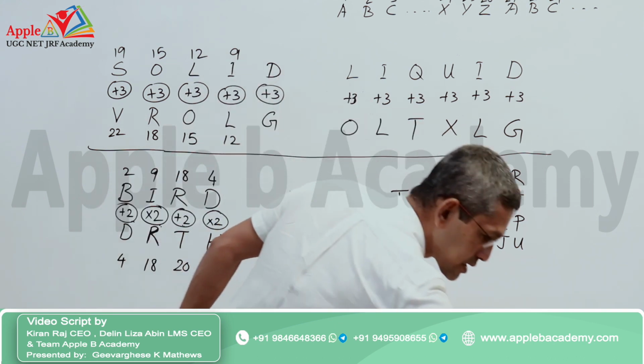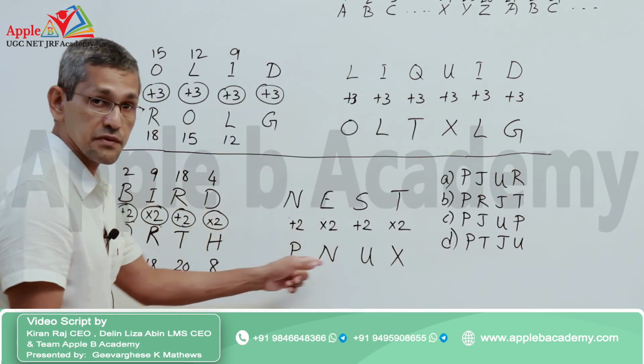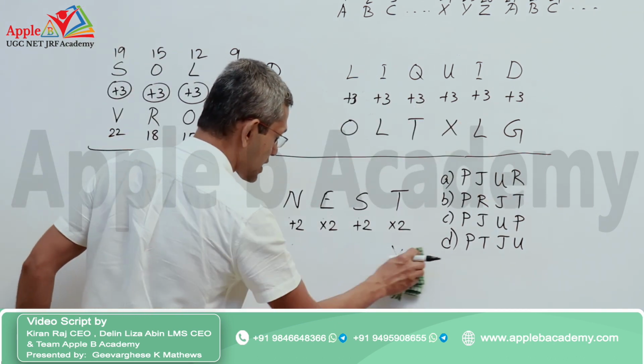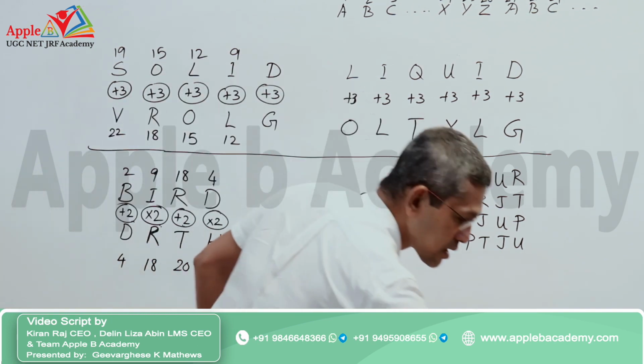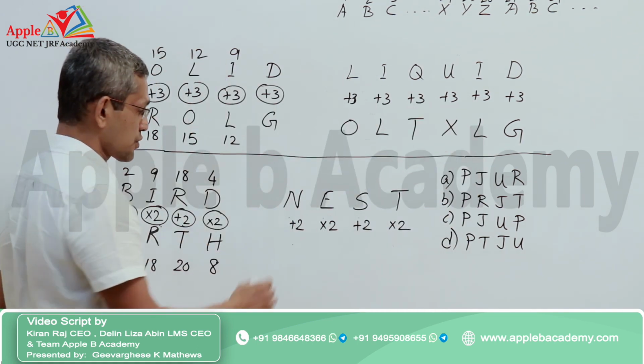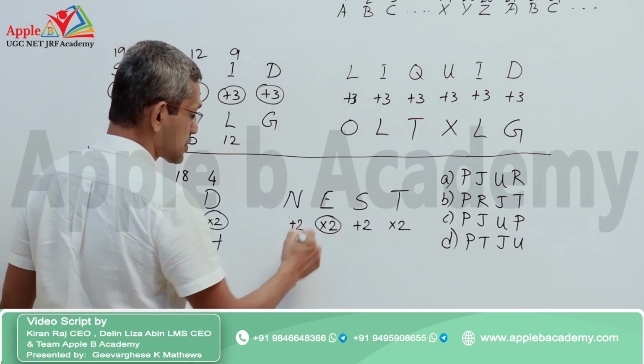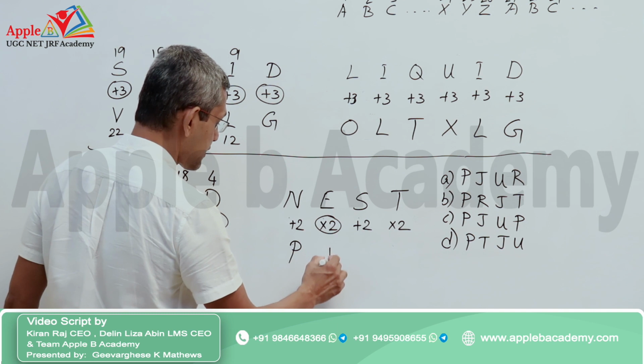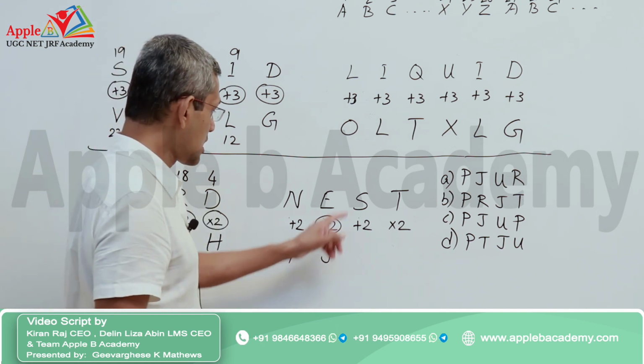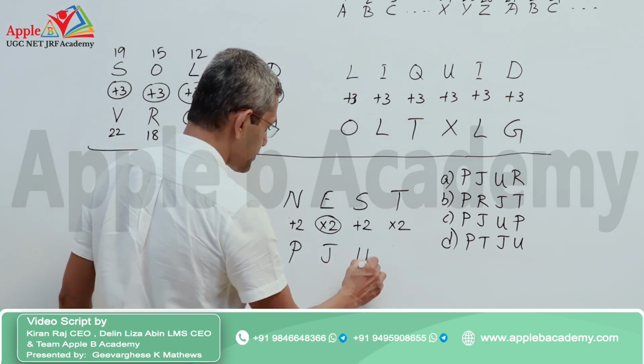In that case, the answer is going to be different. This is the previous answer we have. That is not the case we have. Let's go for the answer based on this pattern. So N plus 2 is P. E into 2 is 5. 5 into 2 is 10. 10 is J. S plus 2, that is U.